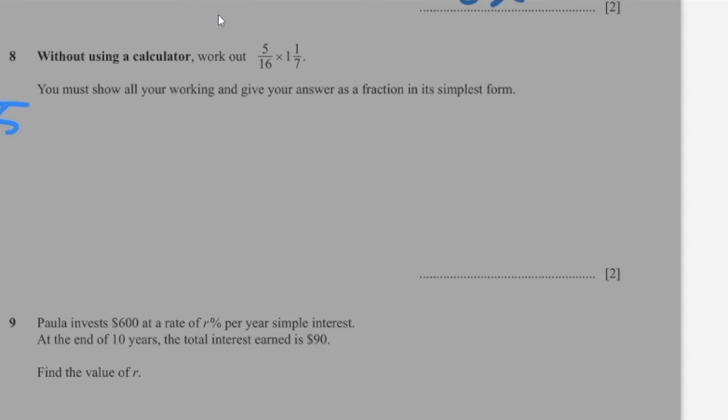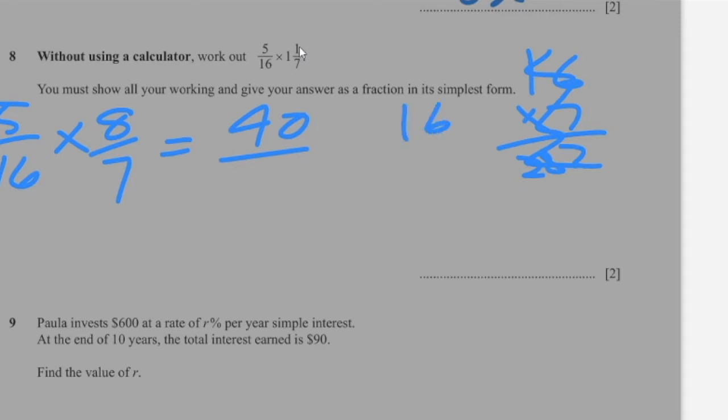Okay, so first I'm going to convert 1 by 7 from a mixed fraction to an improper fraction. So we have 7 into 1, which is 7, and then we add 1 to it. So this gives us 8 by 7. So 5 8s are 40. We need to multiply 16 with 7 over here and show the working. So 6 7s are 42, 7 1s are 7, and then we add 4 to it, which becomes 11. So we have 112 over here. Alright, and now we need to simplify it, which becomes 5 over 14.